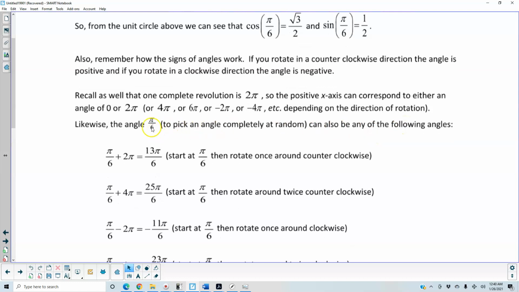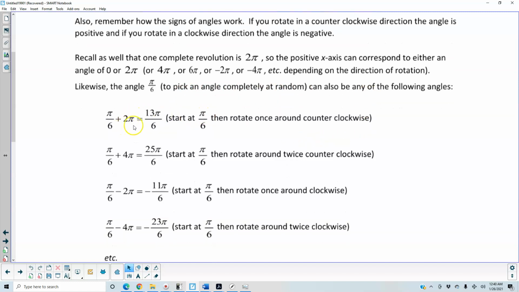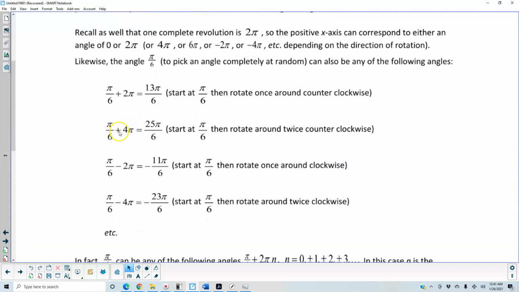Likewise, the angle pi over 6, to pick an angle completely at random, can also be any of the following angles. Pi over 6 plus 2 pi is equal to 13 pi over 6, which means you start at pi over 6 and then rotate once around counterclockwise. Pi over 6 plus 4 pi is equal to 25 pi over 6, which means you start at pi over 6 and then rotate around twice counterclockwise.